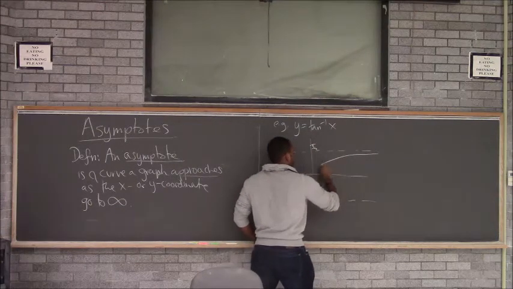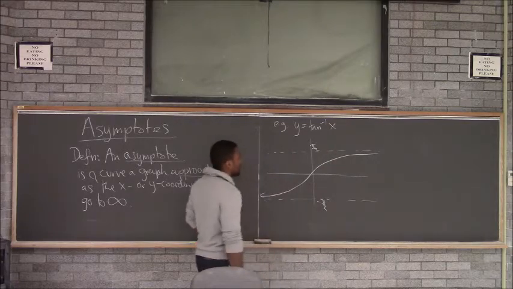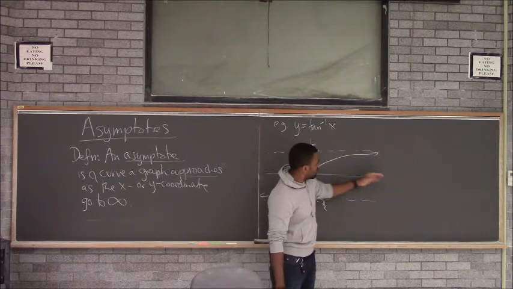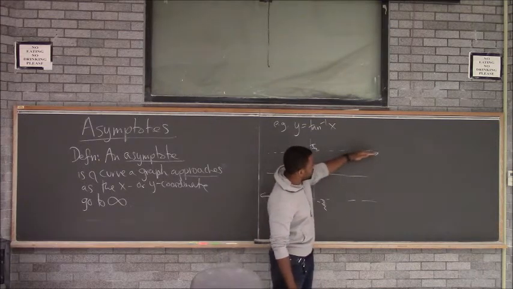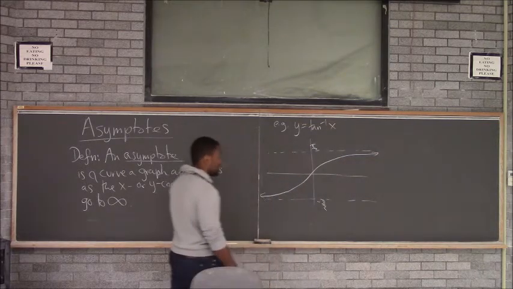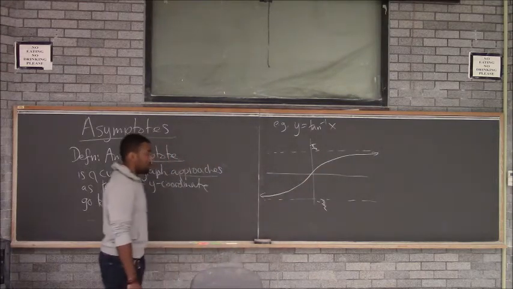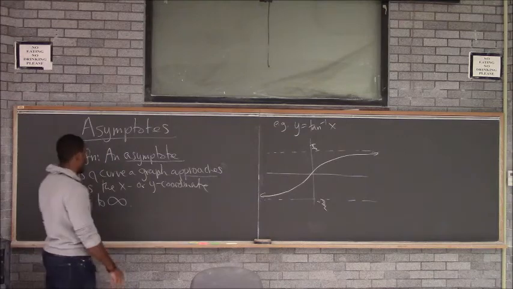So this graph you should know. As you notice, as the x coordinate is going off to infinity, this graph is approaching the line y equals pi over 2. And as your x goes off to negative infinity, this graph is approaching the line y equals minus pi over 2.